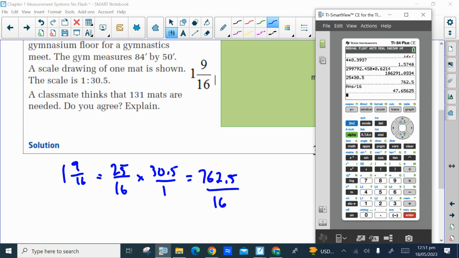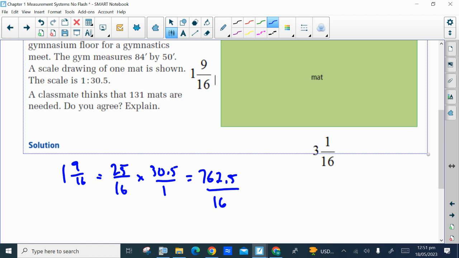And let's see what we get when we divide those. So 47.65625. I'm going to store that into memory slot A, because I'm probably going to need it again. 47.65625. So that's how many inches wide the mats actually are. Okay, Cheney? Are you with us?